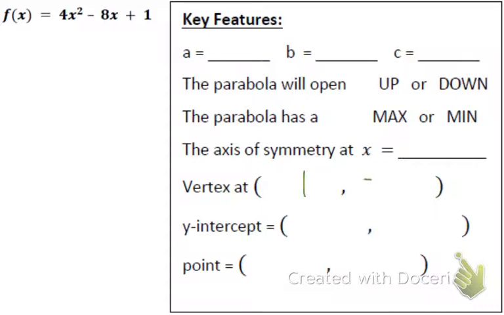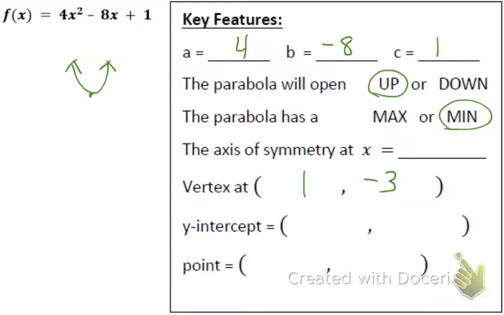1, negative 3. So we've already done part of this. A was the 4, B was the negative 8, C was 1. If A is positive, it opens up. If it's opening up, like this, then it'll have a minimum point, a lowest point. Axis of symmetry, like we said, was x equals 1.